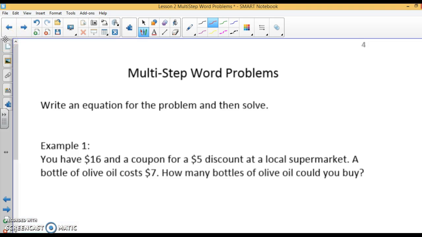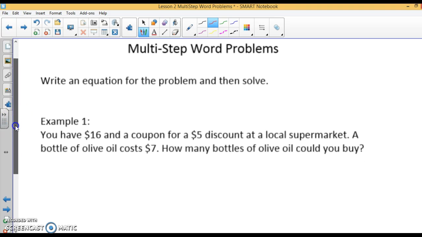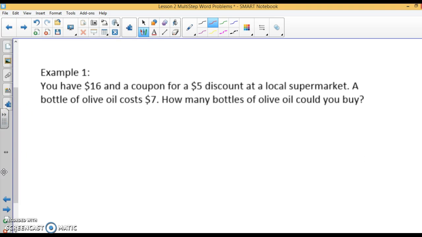So, for the lesson, if you want to open your notes to page 4, it'll say multi-step word problems. We're going to be writing equations for the problem and then solving them. So nothing new, we've done these before, but it's just going to be a little bit of a review. So starting with example 1, it says you have $16 in a coupon for a $5 discount at a local supermarket, and a bottle of olive oil costs $7. How many bottles of olive oil could you buy?